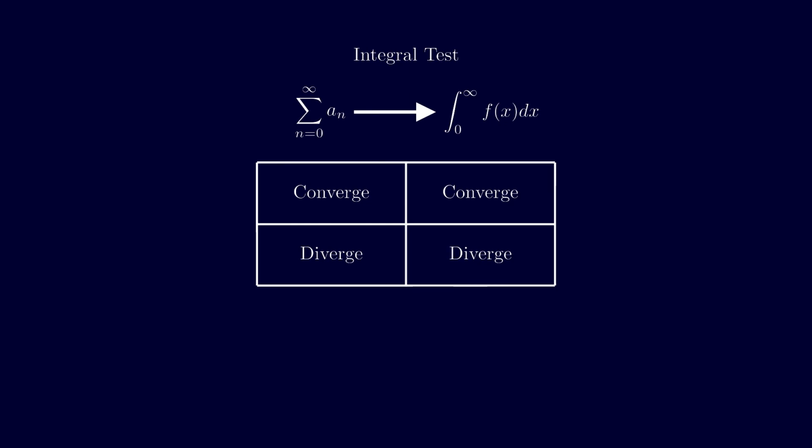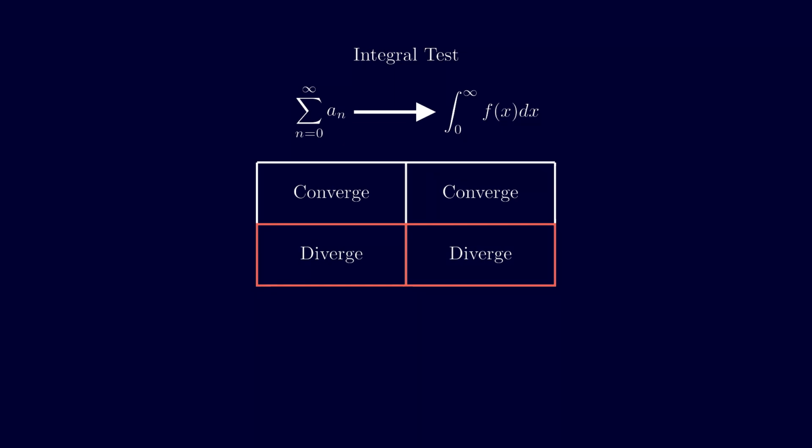Here's where this becomes useful. For our purposes, the integral and series converge or diverge together. So, if an integral converges, so too does the series it comes from. Same with diverging. Their fates are intertwined. Now, this isn't without its caveats.